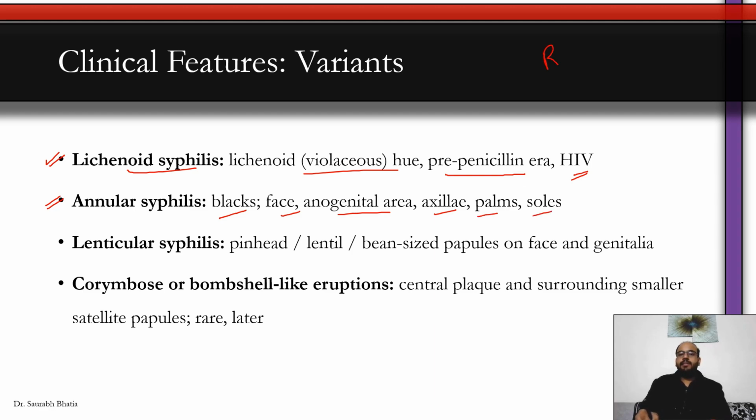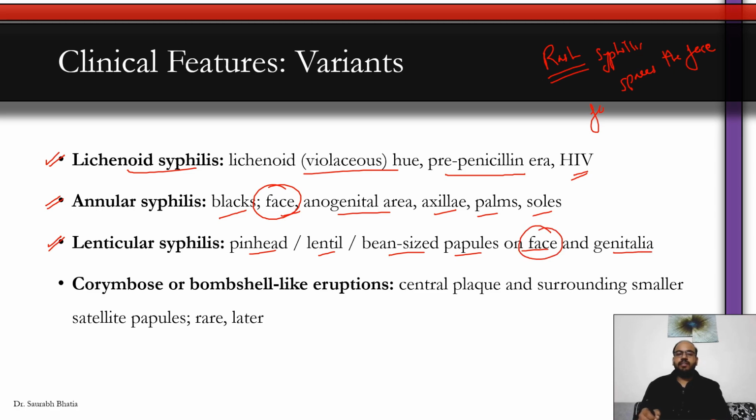Now, one thing to remember is that the normal maculopapular rash of syphilis mostly spares the face. So the face can be involved, but it is very rare. In annular syphilis, the face is usually involved. In lenticular syphilis, the lesions are pinhead or lentil sized, like pulses, the normal dal that we have at home. Lentil bean-sized papules on the face and genitalia. Again, the face is involved in lenticular syphilis.